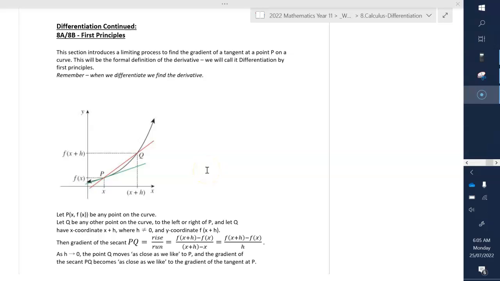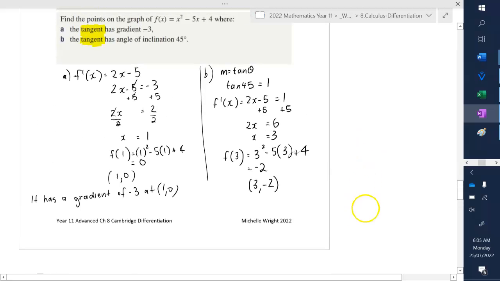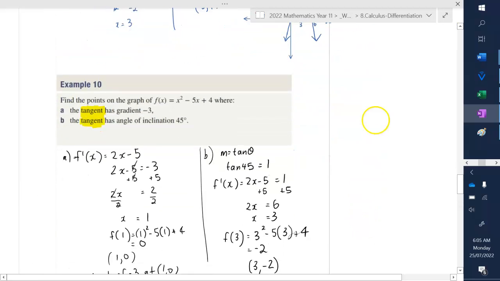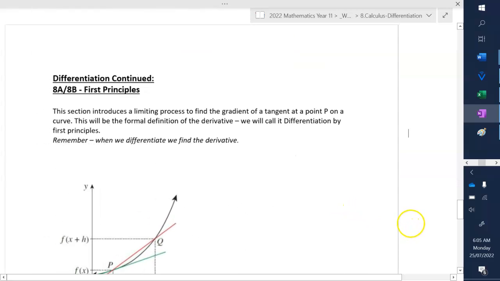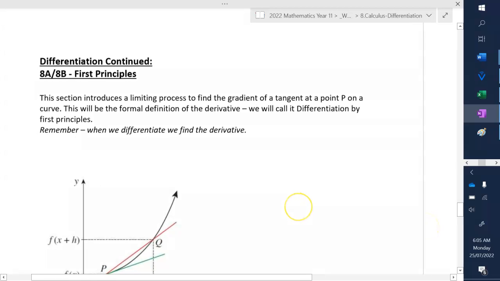Okay, hello everybody. Right now we are up to the next part of our calculus lesson, which is looking more at 8a and 8b, which is the first principles. So if you have not looked at the previous lesson, which is above that on our notes, which we started with 8c, you need to go back and have a look at that first, I think. A little bit of understanding of what we're doing, or why we're doing stuff, before we do these first principles.